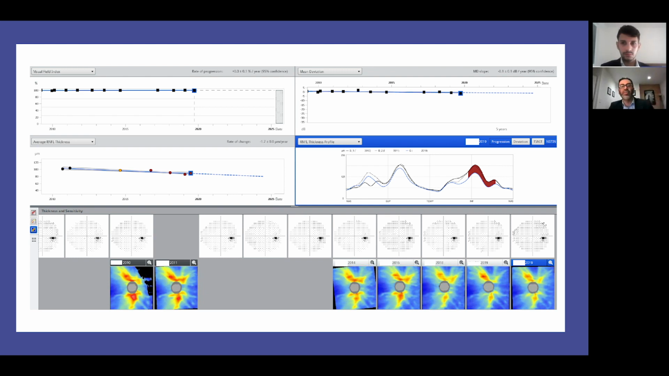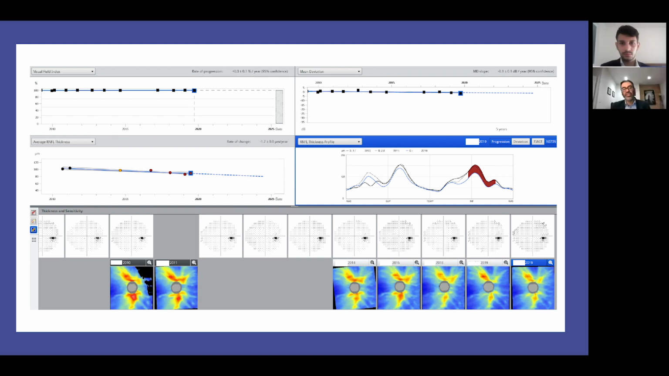So looking here at that right eye, we can obviously see that there is progression, pretty close to about 2 microns per year. So it is a significant change. And obviously, as we compare the baseline to the most recent, which is the current, the blue line, we can absolutely see that inferiorly things have changed significantly.